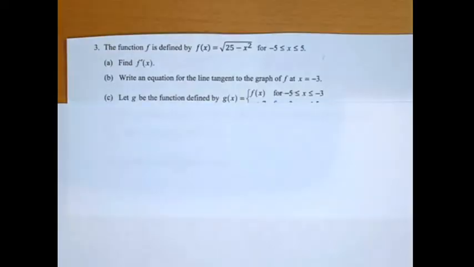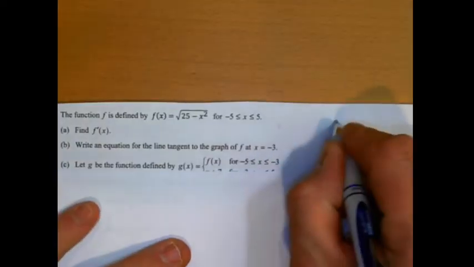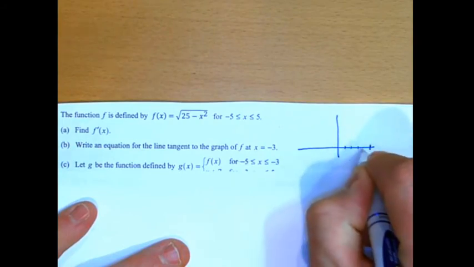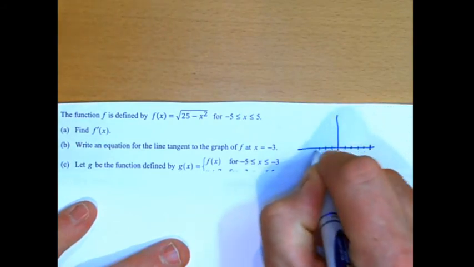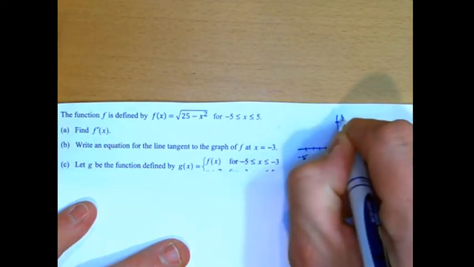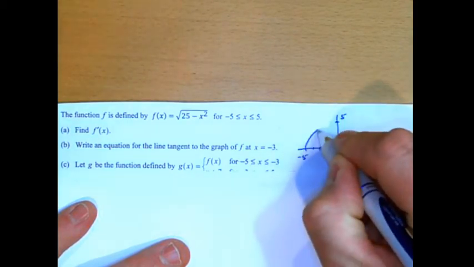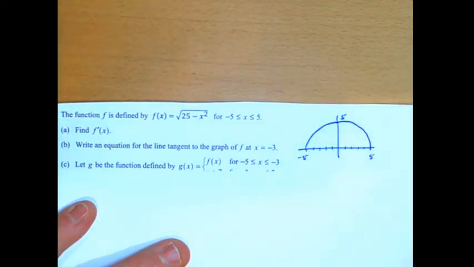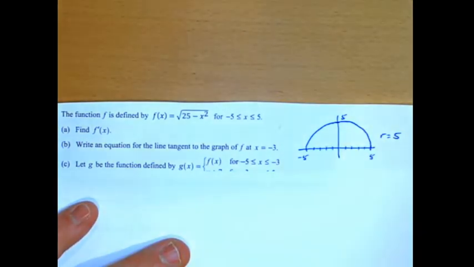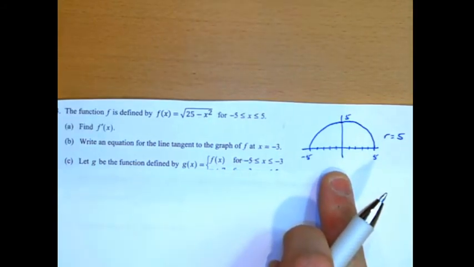All right, number 3. A function is defined, f of x is equal to the square root of 25 minus x squared for -5 to 5. So the first thing I want to look at is we're going to use this geometrically as well. So 1, 2, 3, 4, 5. That's -5, that's 5. It has an intercept at 5. And pretty much this is a semicircle with a radius of 5. Okay, so this is going to come into play when I get into the other values.